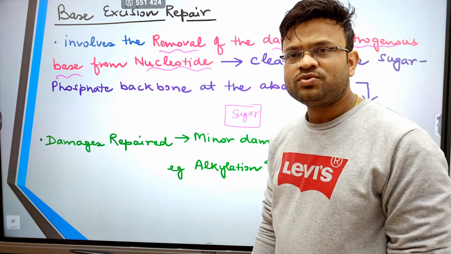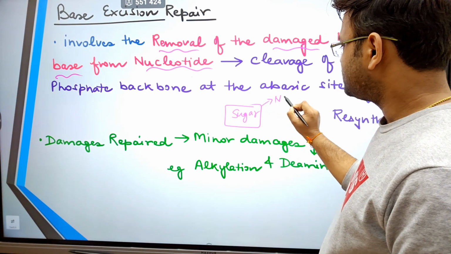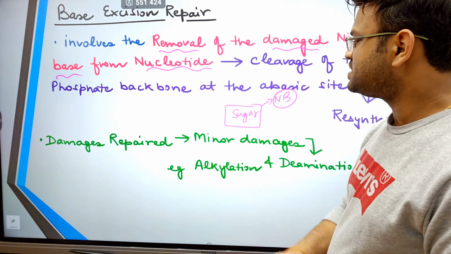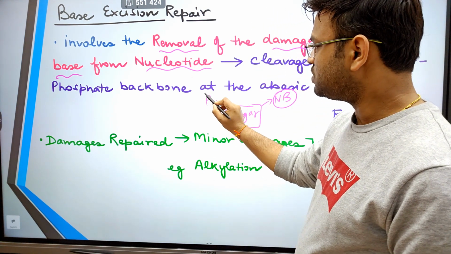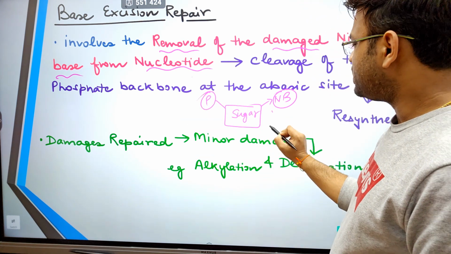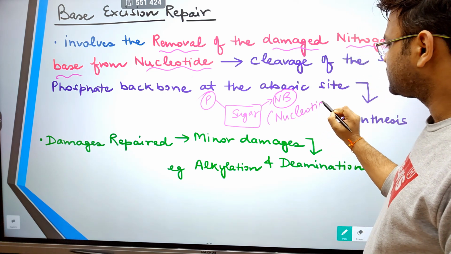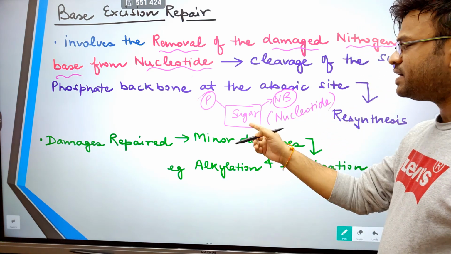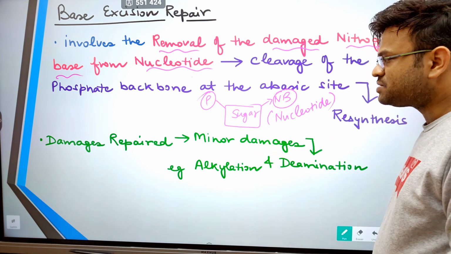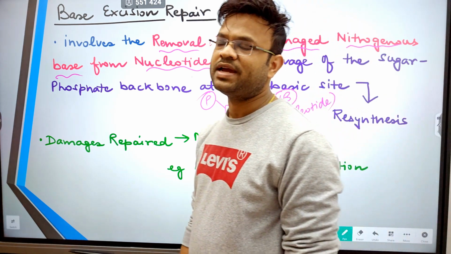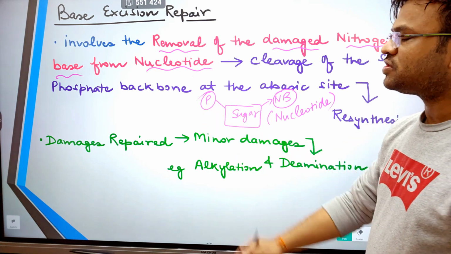On the sugar, there are two things attached. One thing is the nitrogenous base, and apart from that, a phosphate group is also attached. So this is basically called a nucleotide. That means a nucleotide has a sugar, which has to be deoxyribose sugar, a nitrogenous base, which can be anything like adenine, thymine, guanine, or cytosine, and a phosphate group.